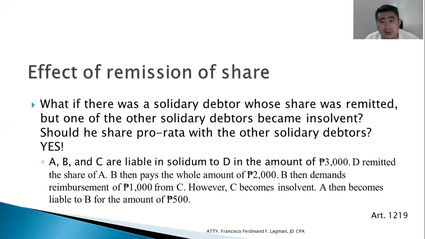Okay? So dito class, no, kahit remitted yung share ni A, pero naging insolvent naman yung isa sa mga parties, magiging liable pa rin si A for reimbursement in case maging insolvent yung isa sa mga solidary debtors. Okay?